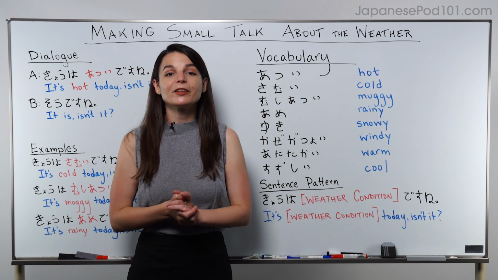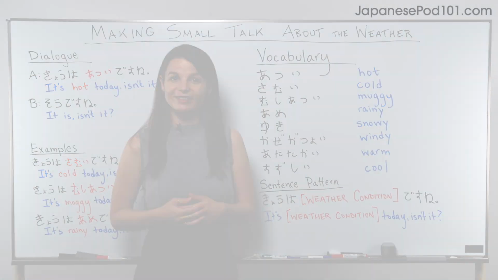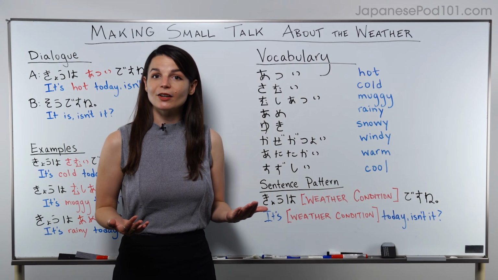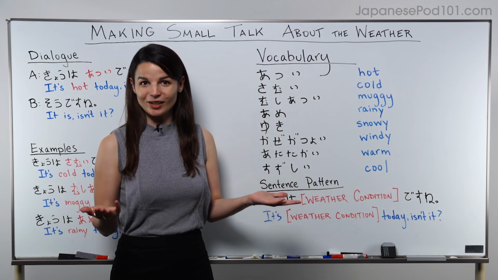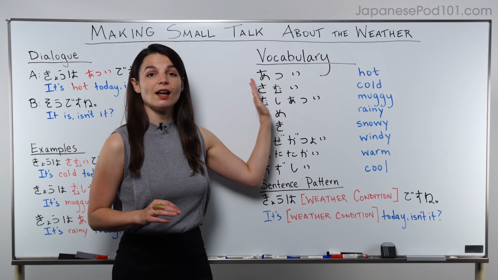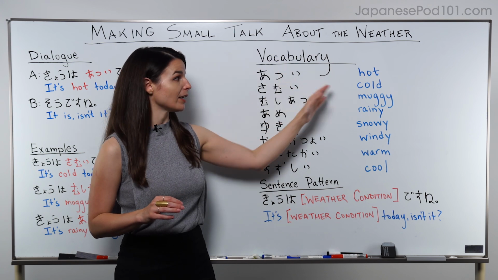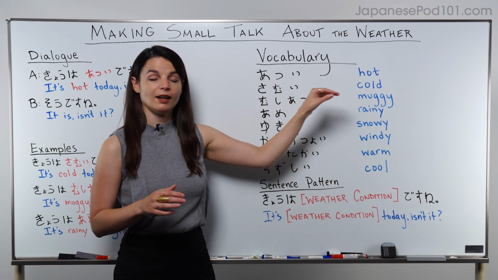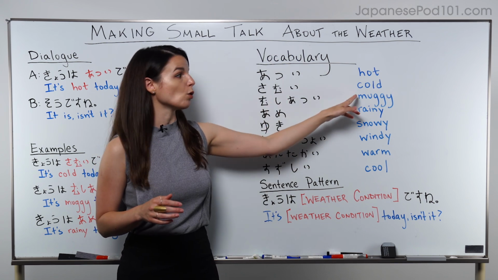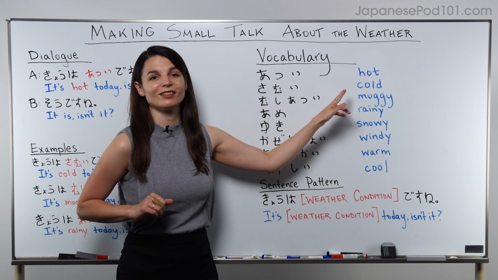Okay, let's take a look at the key vocabulary for this lesson. The vocabulary for this lesson is weather-related words. Let's go one by one. First is 暑い. 暑い means hot. Next is 寒い. This means cold.